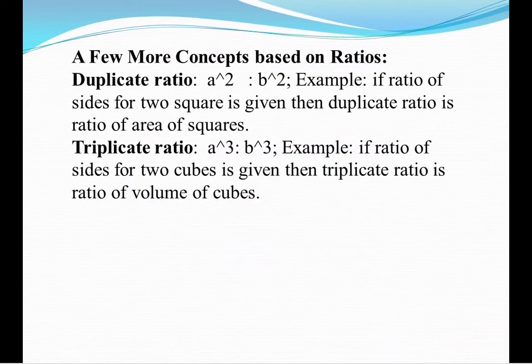Now let's move on to a few more concepts based on ratios. Duplicate ratio: A square is to B square. For example, if the ratio of two sides of two squares is given, then the duplicate ratio is the ratio of the areas of the squares. What is a triplicate ratio? A cube is to B cube. For example, if the ratio of sides of two cubes is given, then the triplicate ratio is the ratio of the volumes of the cubes.